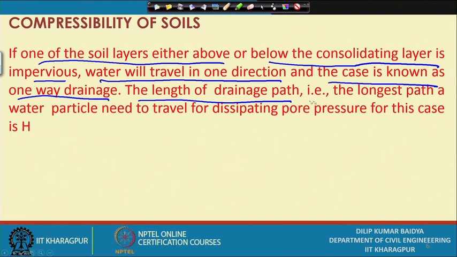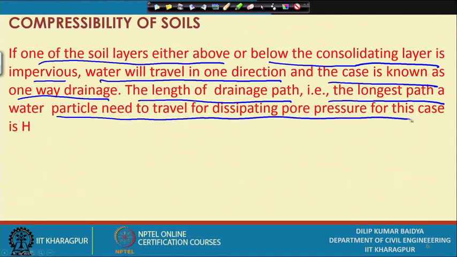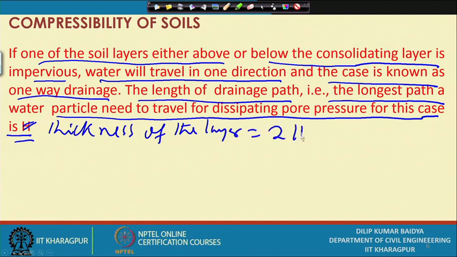The length of drainage path, that is the longest path a water particle needs to travel for dissipating pore pressure, for this case is h. It should be 2h actually, since we have considered the thickness of the layer to be equal to 2h. So, because we have considered this thickness as 2h, and if it is one way drainage, that is closed here.